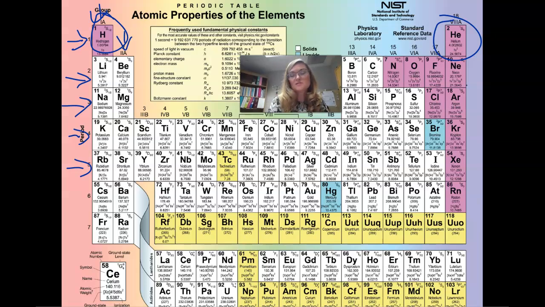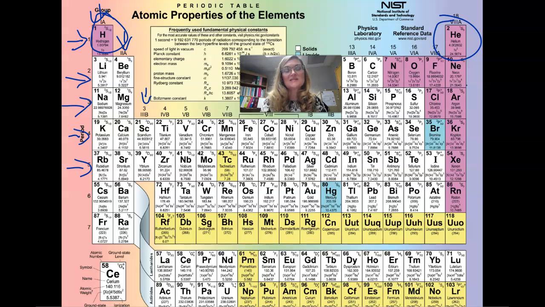In column 2, it's going to have 2 valence electrons. That goes down from beryllium to radium. Column 3 will have 3 valence, and then of course 4, 5, 6, 7. Those all have that number of valence electrons there that are able to bond with other elements.